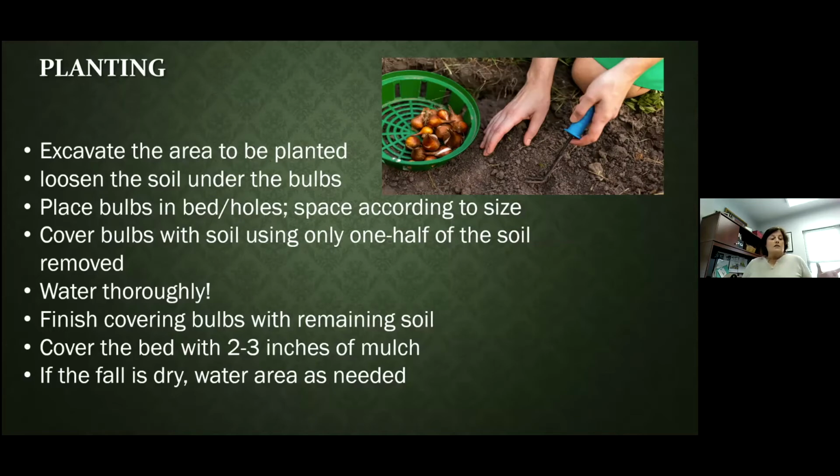And then of course, if the fall is dry, you want to make sure that you water as needed. Generally, if we don't get a rain within a week or so, you probably need to go out there and water your bulbs. And remember, they're developing roots as long as the soil temperature is right. So that's into November and December. So you can water them even into November and December.